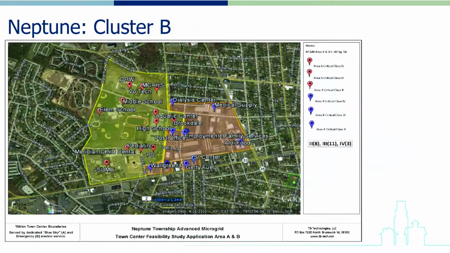As can be seen on the map, Cluster B is directly adjacent to Cluster A and could conceivably serve as an extension of Cluster A if the cost-benefit analysis pencils out. On its own, it's not as strong a candidate as Cluster A, but still worth exploring during the technical feasibility study to determine whether or how Cluster A and Cluster B might work together.